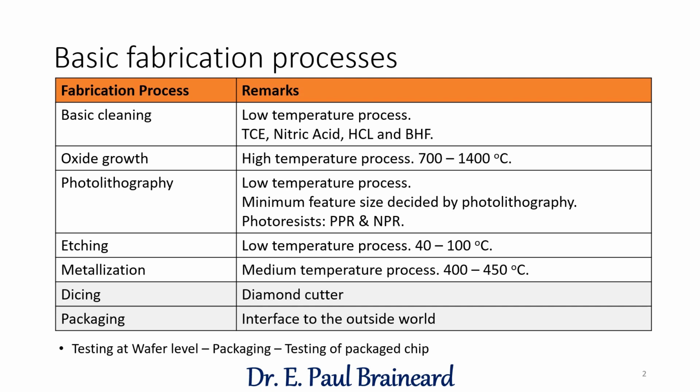In oxide growth, we will grow silicon dioxide, which serves as dielectric material as well as mask material. The process is done in a specialized equipment called an oxidation furnace. Basically, it is a high temperature process done around 700 to 1400 degrees centigrade.